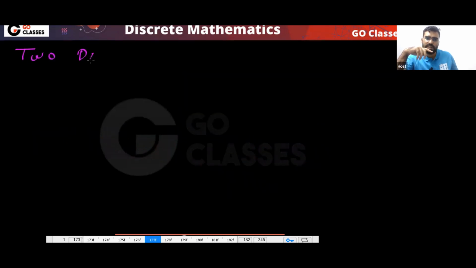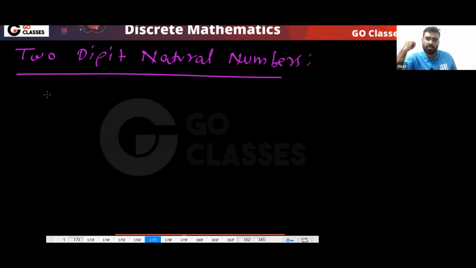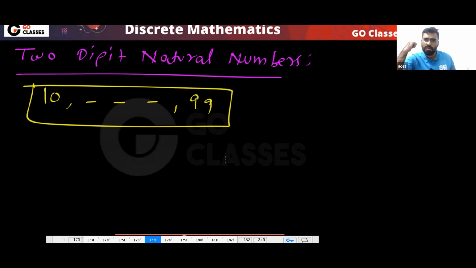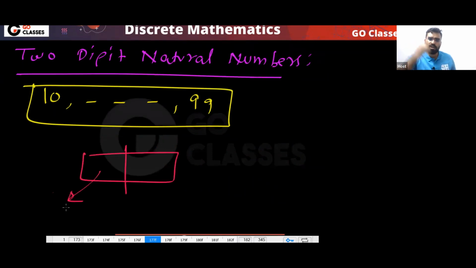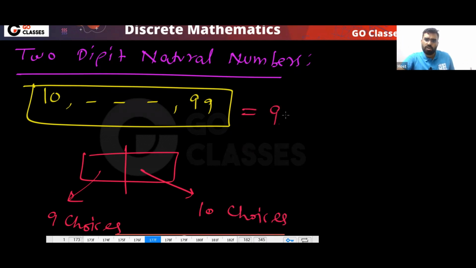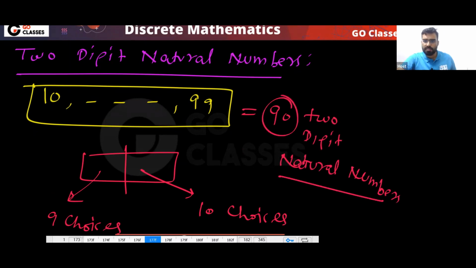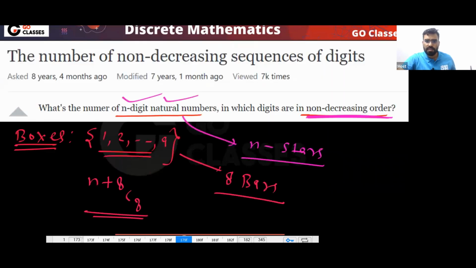How many two-digit natural numbers are there? They will start from 10 and go till 99. Here you cannot put 0, so 9 choices. Now here you can put anything, so 10 choices. So there are total 90 two-digit natural numbers. This 00 is not a two-digit number. So this is clear, because the question is asking n digit natural number, so you can do this.